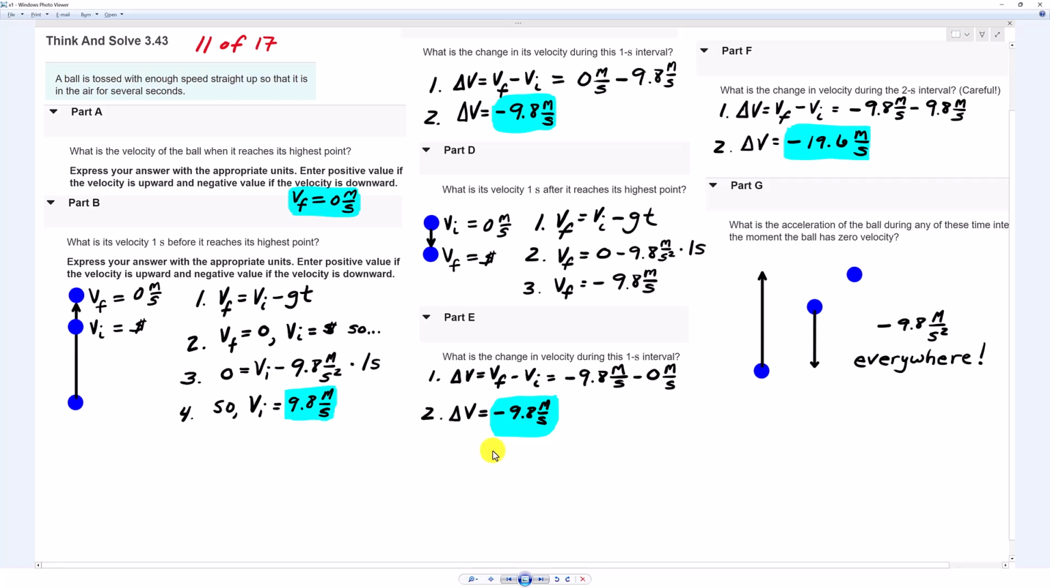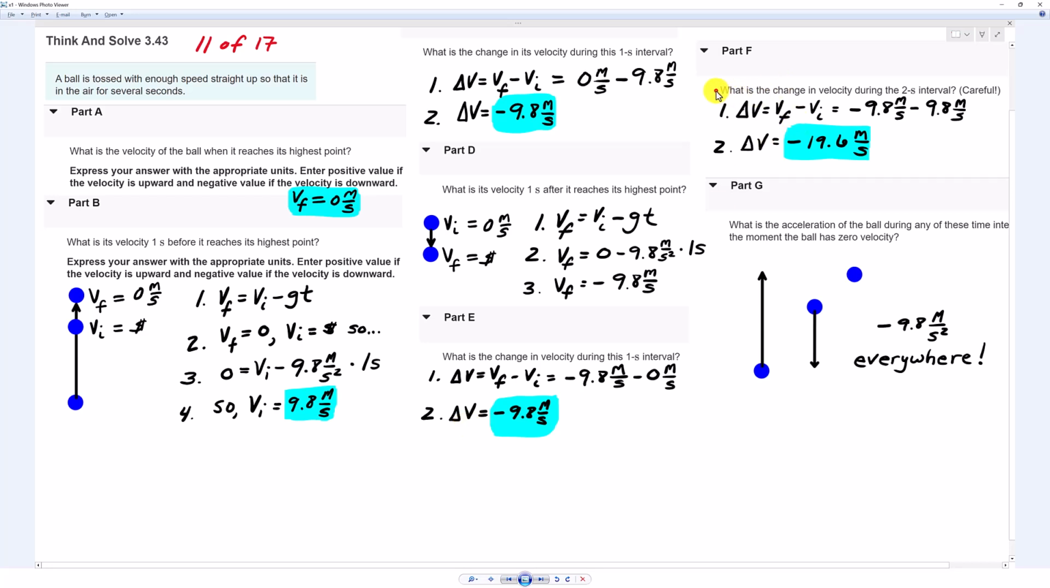So interestingly enough, delta V here is the same as delta V here. My change in velocity going upward for that 1 second interval is the same as the change in velocity when I go downward during that same 1 second interval.